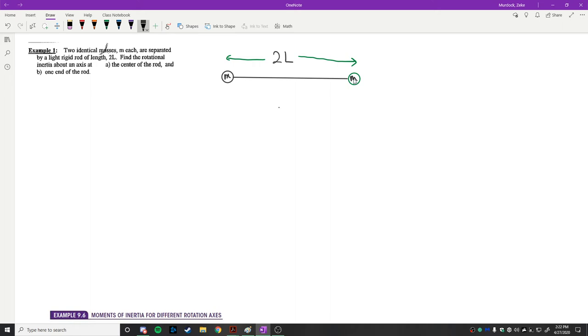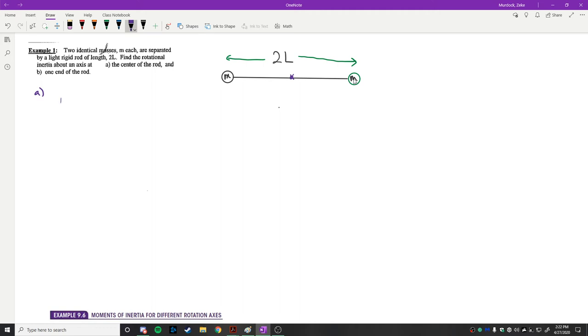a little bit. Now, we first want to find the moment of inertia of this object about the center of the rod, and then one end of the rod. So we'll start off at the center for part A. Objects have different rotational inertias about different points. I'm going to have you do a little quick activity at your desk to verify that for yourselves. So, what's the moment of inertia of this object?